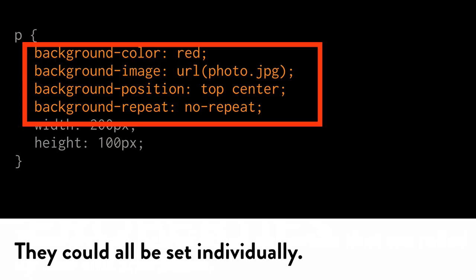Background position sets what the position of the background image is with respect to the containing box, and then background repeat sets whether it should repeat at all, like a tiled background, or whether it should only repeat along one axis or neither axis, etc.